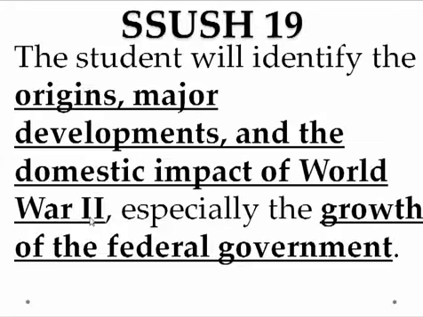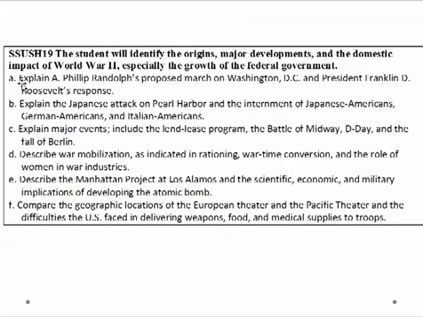At home, how does World War II cause problems at home? We're going to look at that, especially the growth of the federal government. We're going to look at that too. So let's look at the whole thing altogether. We have A, B, C, D, E, F. So 19 is a huge standard here. World War II. It's under Unit 7 we've been talking about.